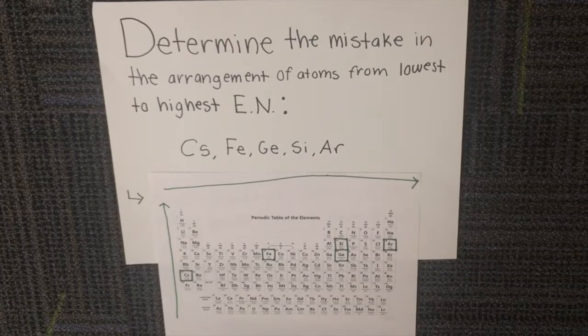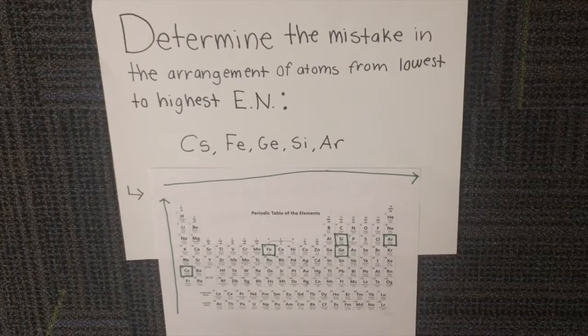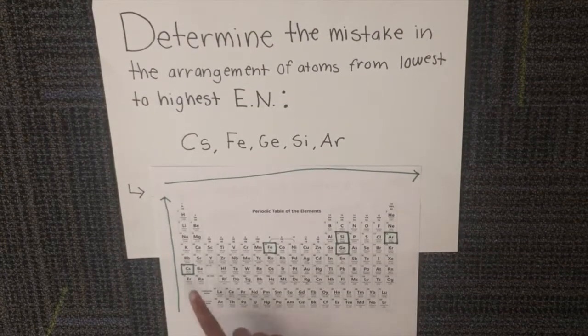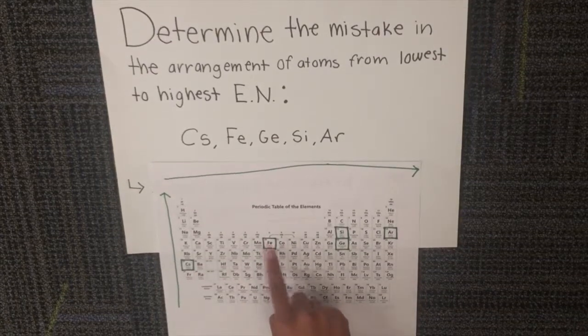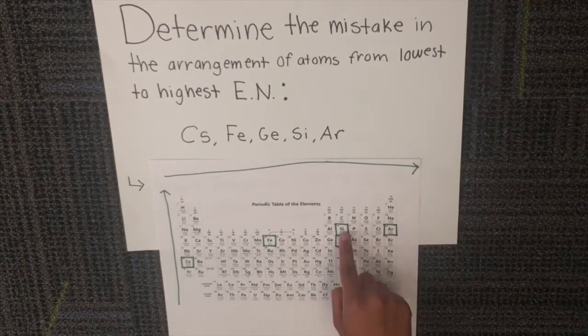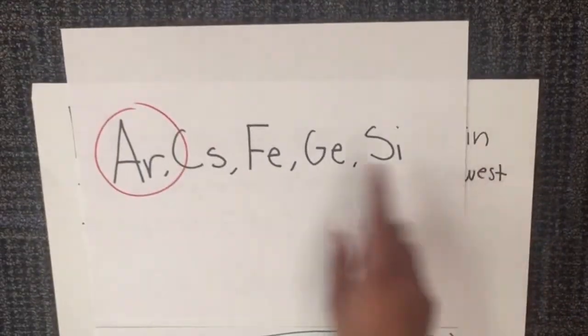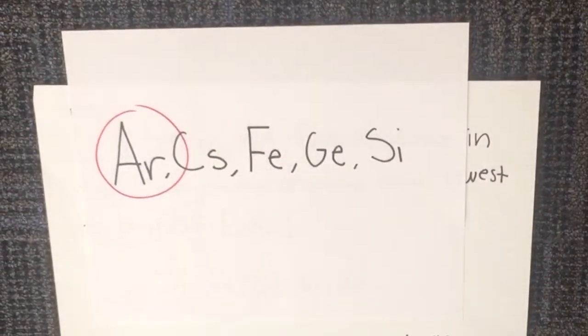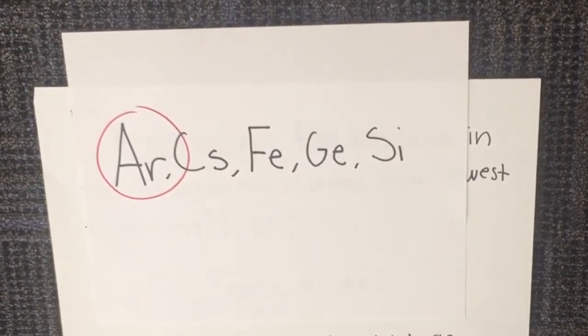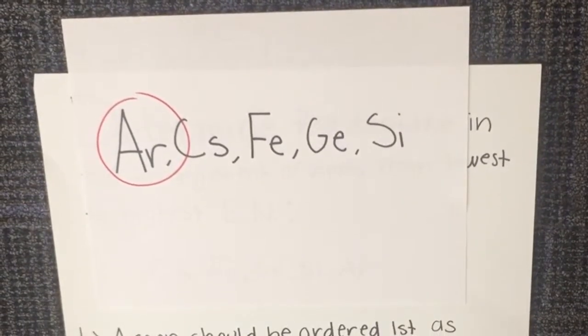Let's review this concept. Determine the mistake in the arrangement of atoms from lowest to highest electronegativity: cesium, iron, germanium, silicon, and argon. The mistake is argon. Argon should be ordered first, as noble gases don't have electronegativity.